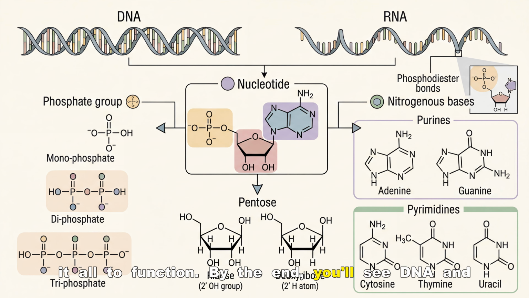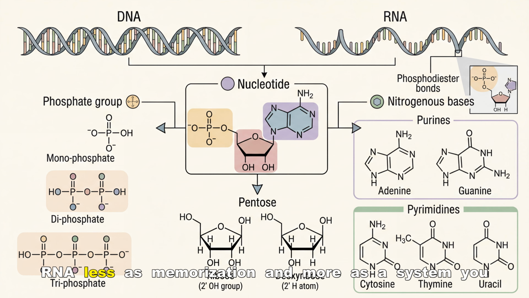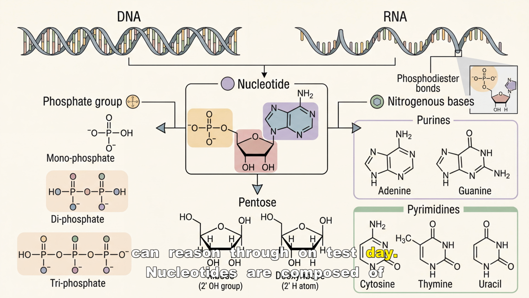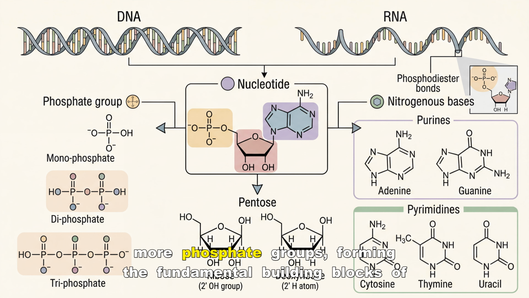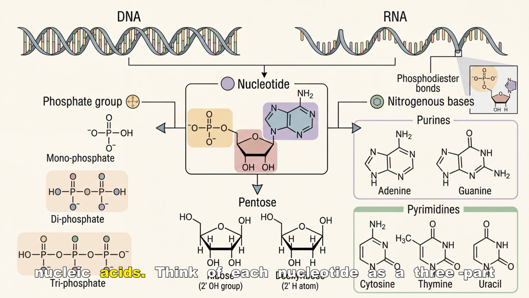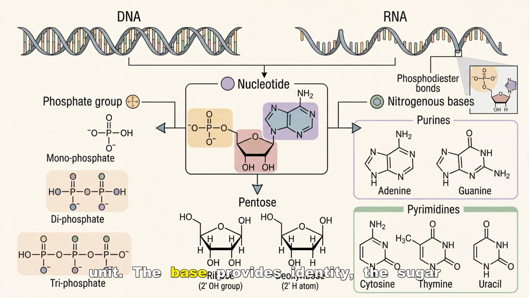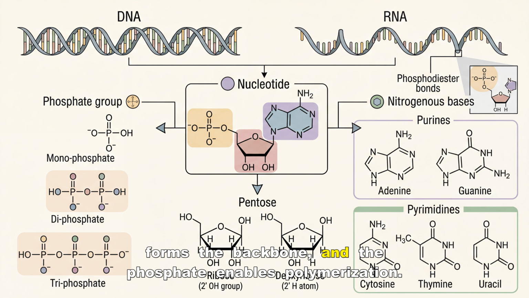By the end, you'll see DNA and RNA less as memorization and more as a system you can reason through on test day. Nucleotides are composed of a nitrogenous base, a pentose sugar, and one or more phosphate groups, forming the fundamental building blocks of nucleic acids. Think of each nucleotide as a three-part unit. The base provides identity, the sugar forms the backbone, and the phosphate enables polymerization.